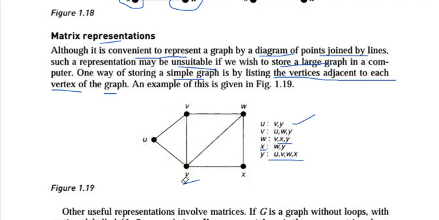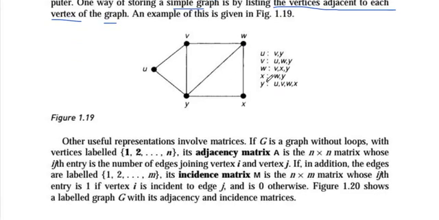Now let's say you want to store a graph as a matrix. There are two matrices you can use to convert the graph into a matrix: one is the adjacency matrix and one is the incidence matrix. First of all, one condition is there: the graph has to be without loops, then you can convert the graph into a matrix. So G is a graph without loops, and vertices are labeled 1 to n.